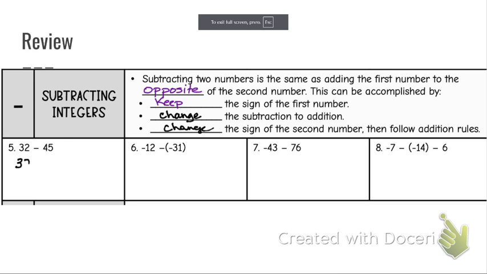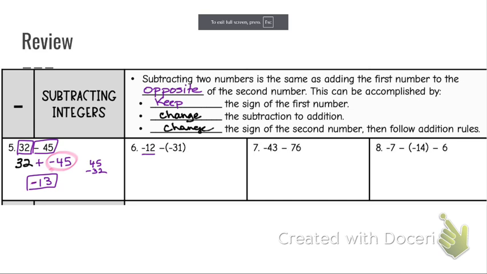So I'm going to keep, change, change. Now they're different. So I'm going to do 45, take away 32. But the bigger number was negative, so negative 13. Now, you don't want to rewrite. You could also think of this as negative 45 and 32. Again, they're different, so you're going to subtract.